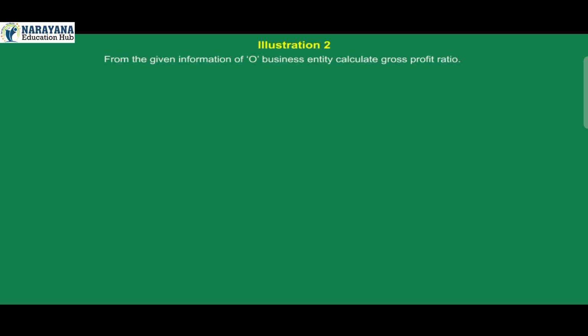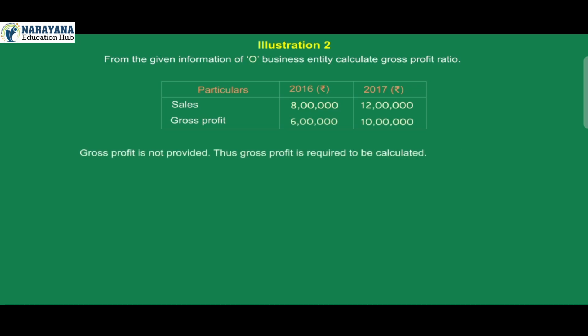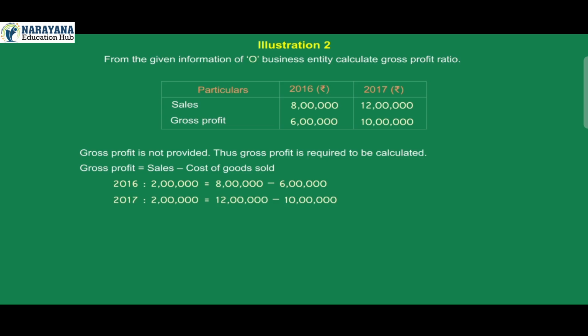Illustration 2. From the given information of O business entity, calculate gross profit ratio. Particulars: 2016-2017. Sales 8 lakh, 12 lakh. Cost of goods sold 6 lakh, 10 lakh. Gross profit is not provided. Thus, gross profit is required to be calculated. Gross profit is equal to sales minus cost of goods sold. 2016, 2 lakh is equal to 8 lakh minus 6 lakh. 2017, 2 lakh is equal to 12 lakh minus 10 lakh.